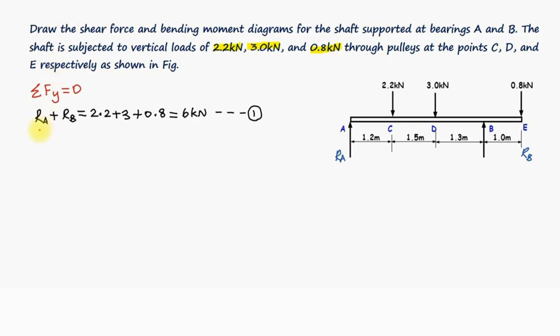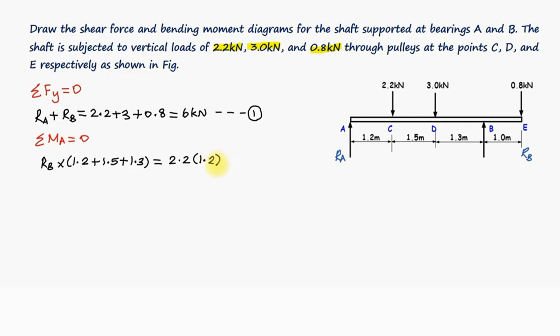To eliminate one of the unknowns, let us take moments about the point A, that is, sigma MA is equal to 0. Means that the algebraic summation of the moments about the point A caused by all the forces is equal to 0. The moment caused by the force RB multiplied with perpendicular distance, 1.2 meters plus 1.5 meters plus 1.3 meters, that is, the distance between the point A and B, is equal to 2.2 kilonewtons multiplied with the perpendicular distance, 1.2 meters.